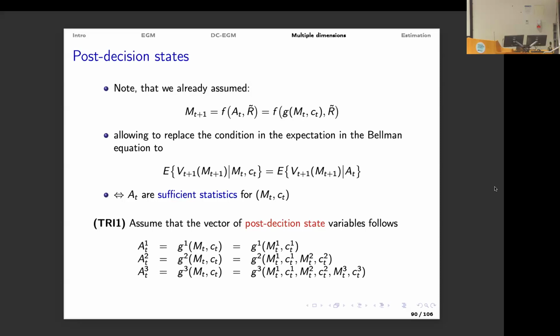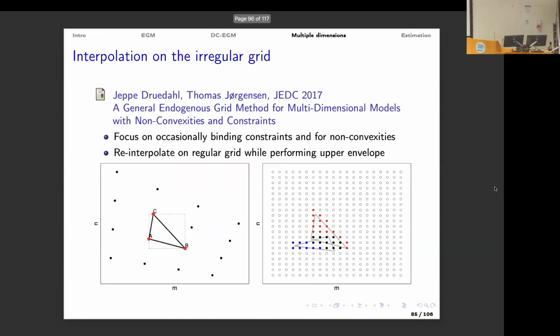And that means that in the Bellman equation, this expectation conditional on M and C can actually be rewritten to be conditional on A. If we can do this EGM step in 3 dimensions, we will have to solve this system for all 3 variables. So let's make a first assumption. This is just necessary, so I'm not trying to write anything sufficient. Let's just assume that this has triangular structure.